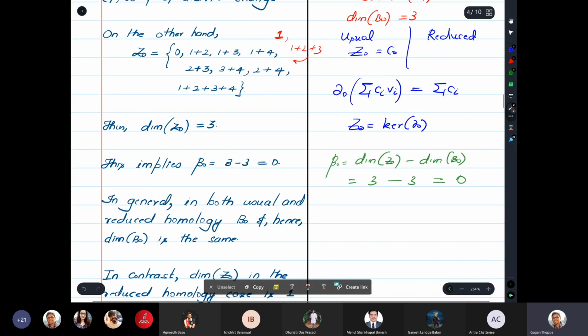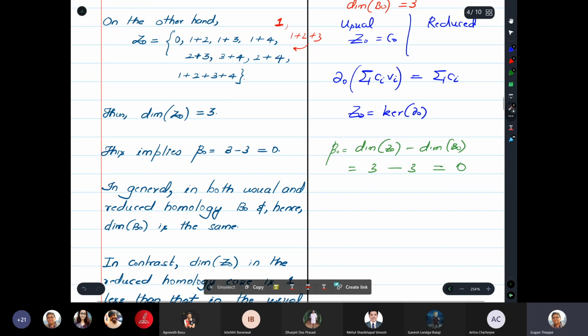So here is the difference between the beta 0 in the reduced homology case and the beta 0 in the usual homology case. What we have studied is that in the reduced and the usual homology case, all Betti numbers remain the same except the zeroth Betti number. In the reduced homology case, the zeroth Betti number is 1 less than the zeroth Betti number in the usual homology case. That is our observation, and it continues here as well. In the usual homology case, beta 0 turned out to be 1. Here it turned out to be 0. So it is 1 less than what we saw in the usual homology case.